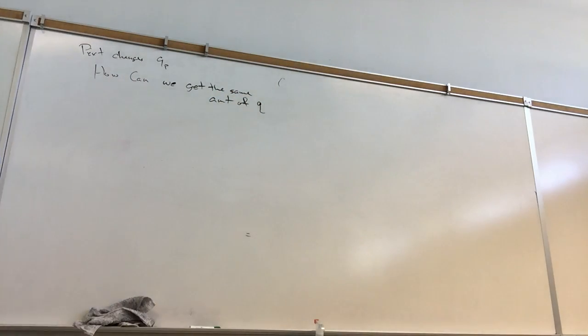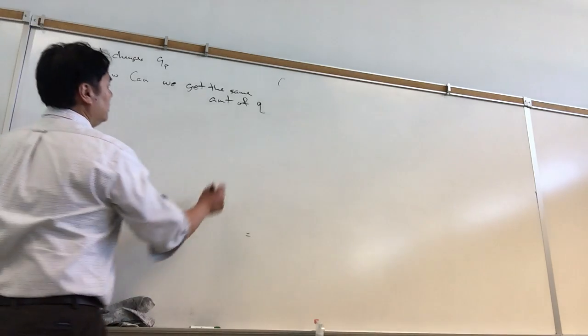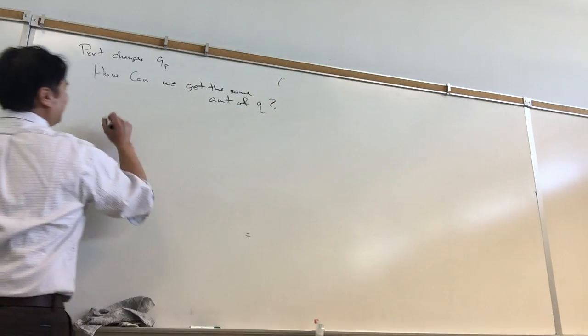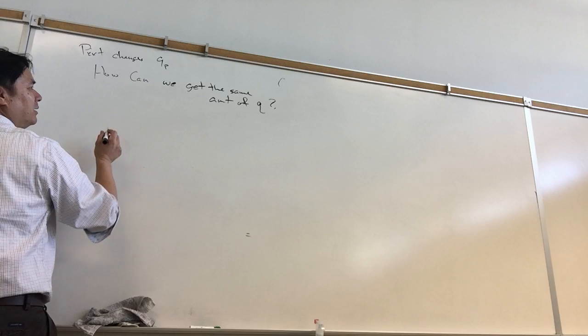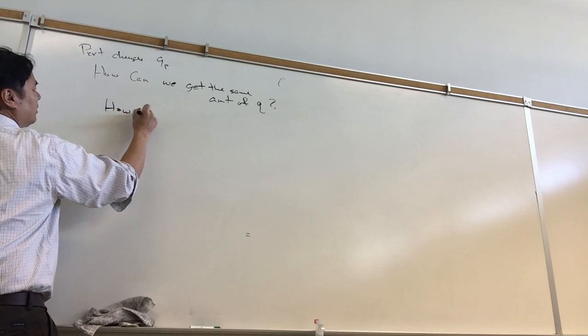Well, how can you get the same amount of heat consistently is you have to do the reaction exactly the same each time. And so if everybody does the reaction the same way you do it, then everybody else is going to get the same amount of heat you're going to get. Right? And so what we're going to do is this. In other words, when I ask how can we get the same amount of Q, I'm asking how can we make Q into a state function?